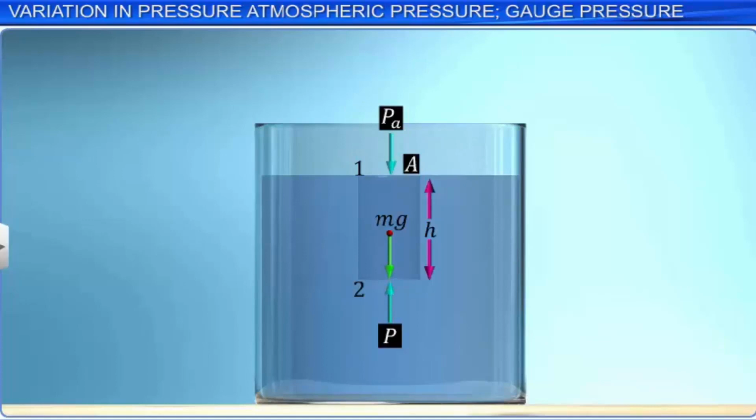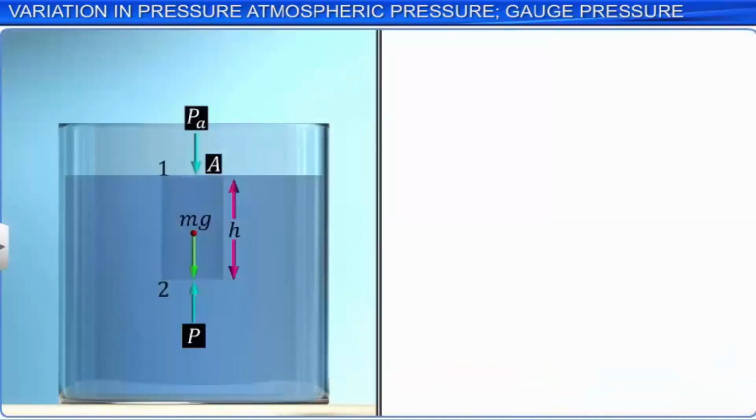This gauge pressure thus depends on the density of the liquid, the height of the liquid column, and the acceleration due to gravity at the given place. Thus, at a given height, the gauge pressure is the same at all points at the horizontal level. Let us consider an activity that confirms this concept.